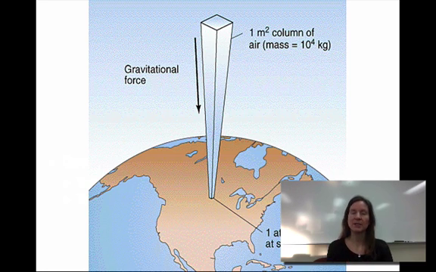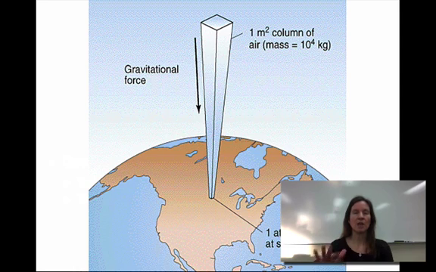So I like this image. I'd like you to have this image in your mind when you think about atmospheric pressure, because this image can help you understand why if I go up a mountain, I have less pressure. So if you go up a mountain, you're going to be up higher from the surface of the Earth.